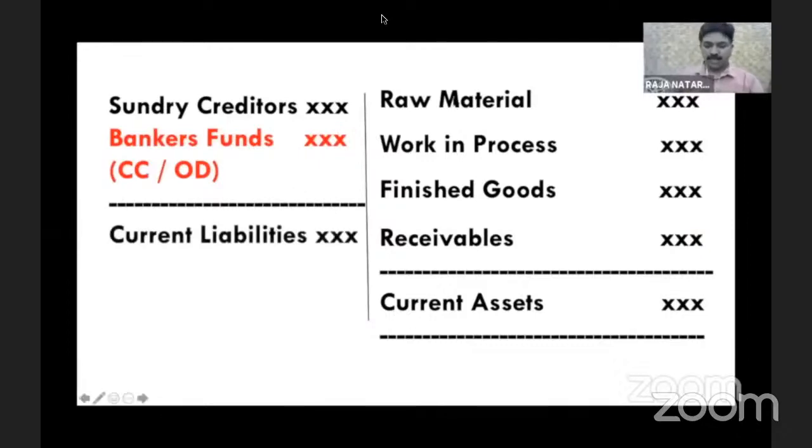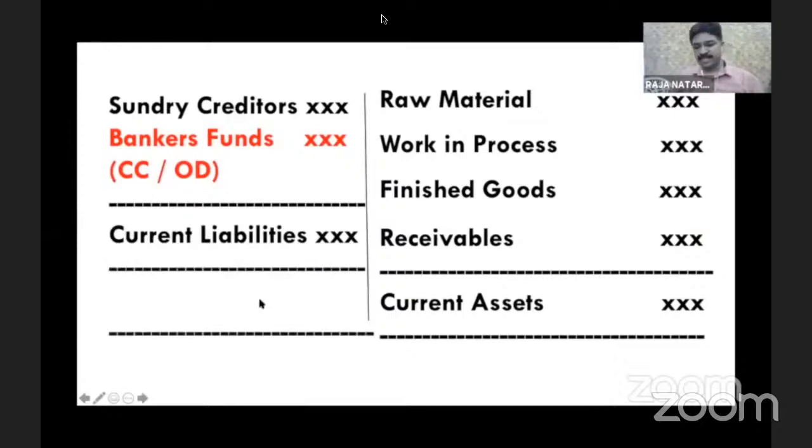But still, if you ask me whether all the current assets are funded, no. Look, on the right hand side, you have so many items, but on the left hand side, you have only 2 items. So it looks like it is lopsided. It means there is still a gap. So who should fund that gap? See, here you can see there is a gap. Who should fund this gap? Please answer. Who should fund this gap?